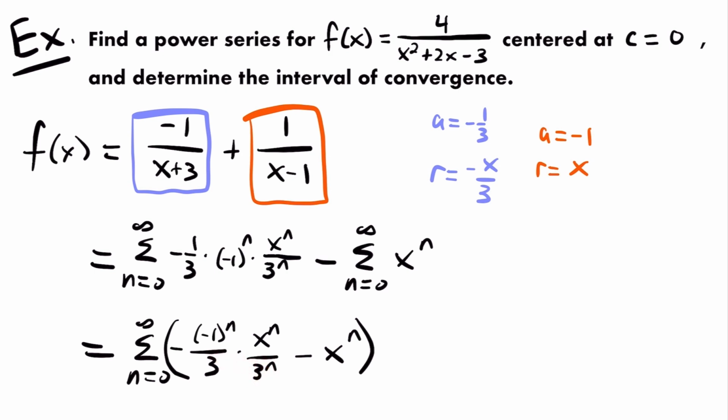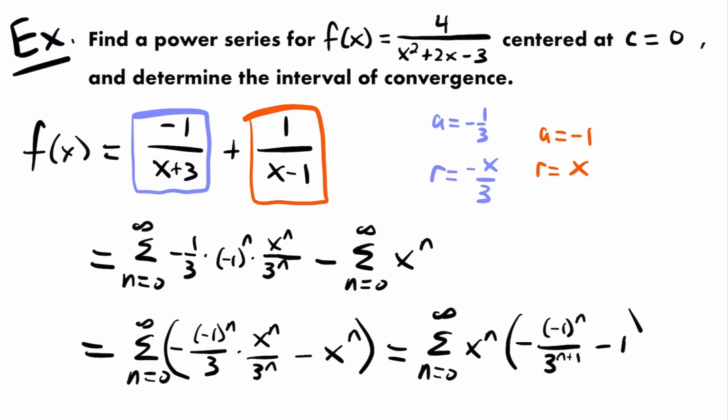And then also notice that we have x to the power of n in both of these terms, and so we can pull out x to the power of n from each of those terms. So what we'll have is the sum from n equals 0 to infinity of x to the power of n times negative 1 to the power of n divided by 3 to the power of n plus 1 minus 1. All right, so we pulled x to the power of n out of each term, so that's no longer in the numerator of this term, and then we just have minus 1 for that last term.